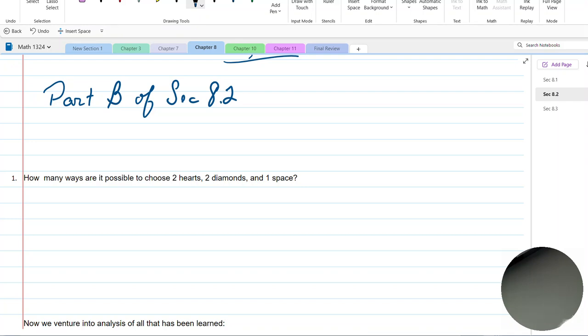Begin part B of section 8.2 that we cut off last time. I'd done so much talking, I thought I was going to start coughing.